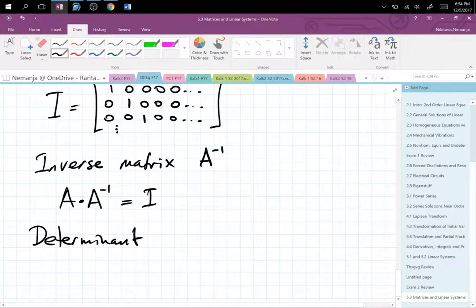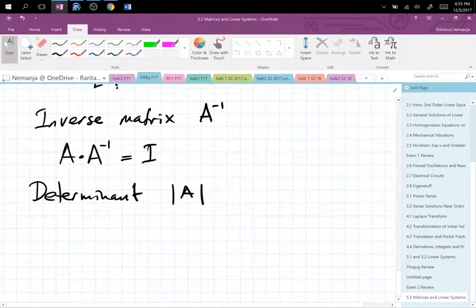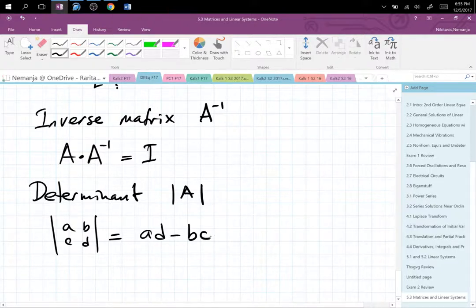And then we can calculate stuff. So the determinant, which is denoted as the absolute value of A, is going to be different for every matrix. There are formulas with which you can calculate the determinant of the matrix. If you are dealing with the 2 by 2 case, and that's generally what we are dealing with, so A, B, C, D, the determinant of that would be AD minus BC.